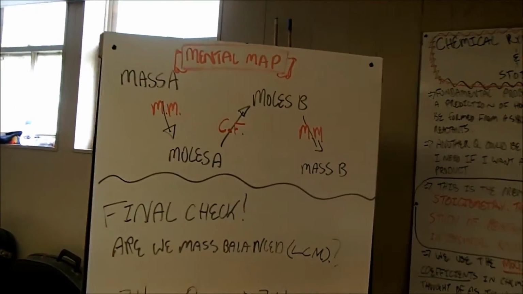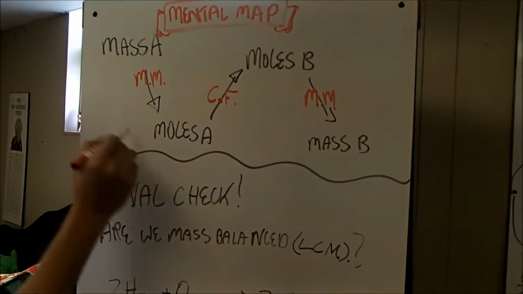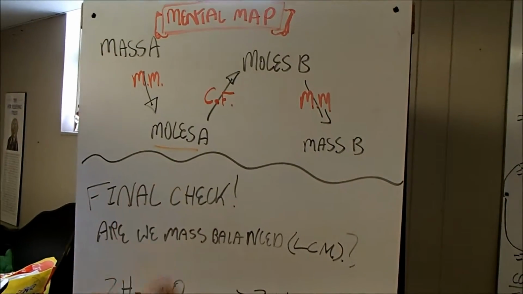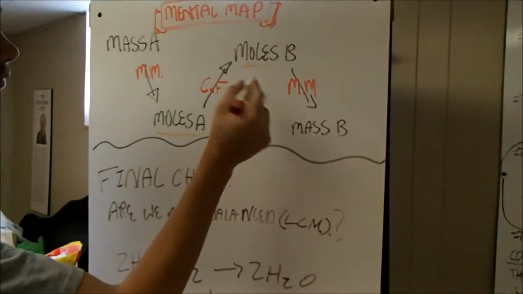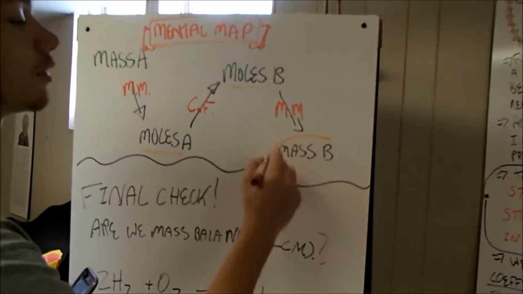So a little mental map of what just happened. We went from mass A, or mass of hydrogen, to moles of A, moles of hydrogen. We used our conversion factors, such as the ones on that board, to convert it to moles of B, or water, and then we can use the molar mass of water to convert it to mass B.